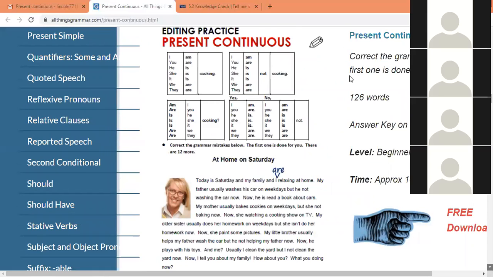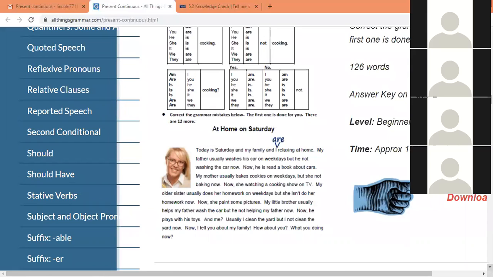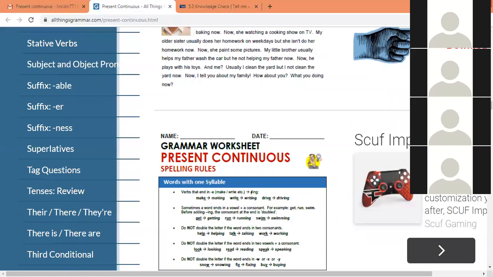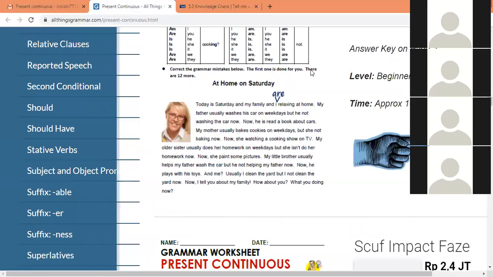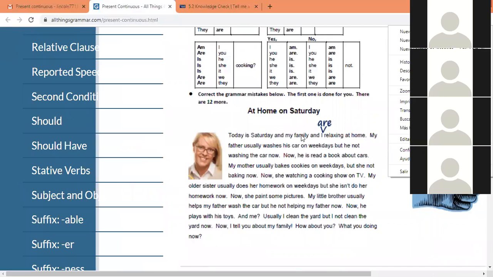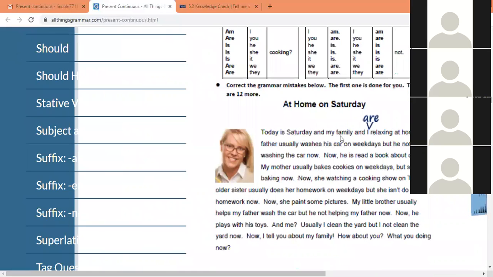Okay, let's read this reading selection. It says, correct the grammar mistakes below. The first one is done for you. There are 12 more. Here we go. Today is Saturday, and my family and I are relaxing at home.